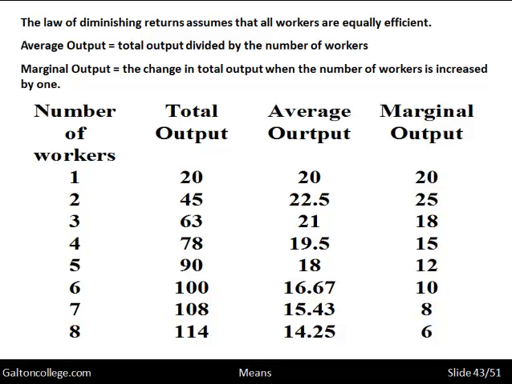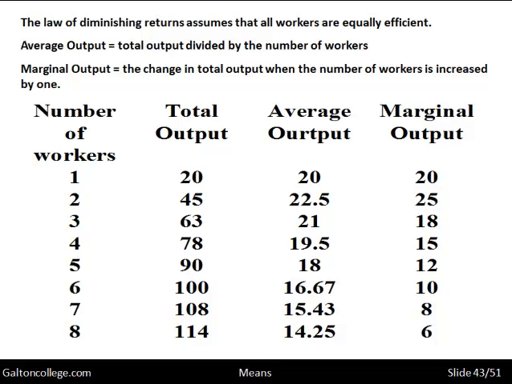The third worker, now output goes up to 63. From 45 to 63. But the difference between the 63 and the 45 is 18. So the third worker has added 18. Now you can see the marginal output has gone from 20 to 25. Now it's gone to 18. It's going down. The fourth worker, our total output goes to 78. That's 15 more units. So the marginal output is 15 for the fourth worker.